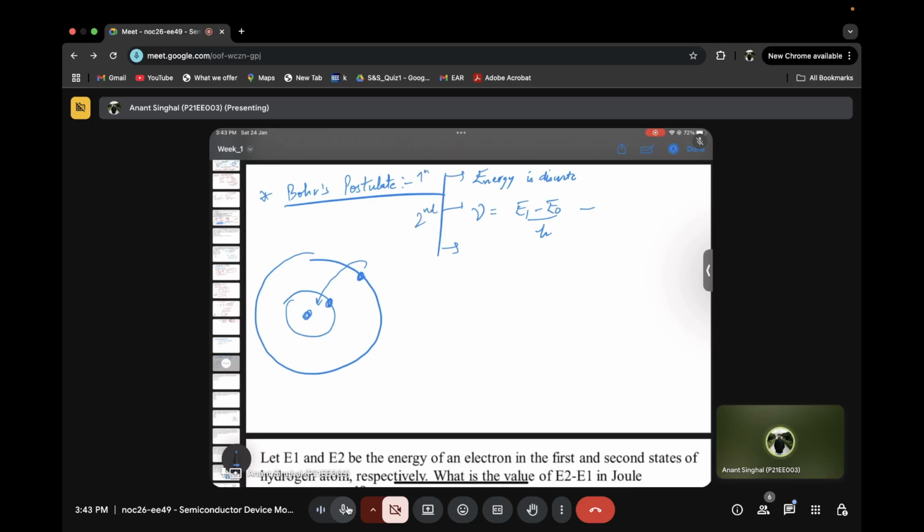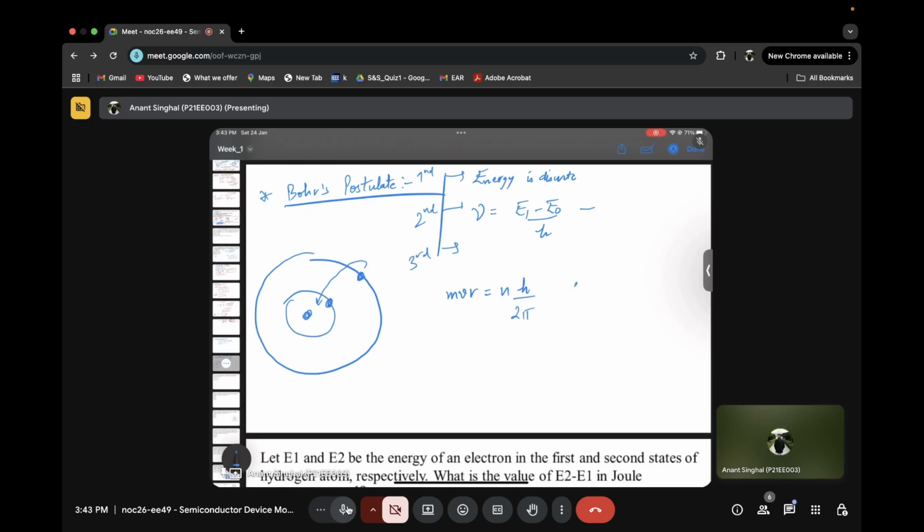The first postulate said that the energy is discrete in nature, but it is not continuous. And the third postulate says that the angular momentum of the electron, which is nothing but mvr, is again quantized, and it is a multiple of h upon 2 pi. So this is the third postulate, right?